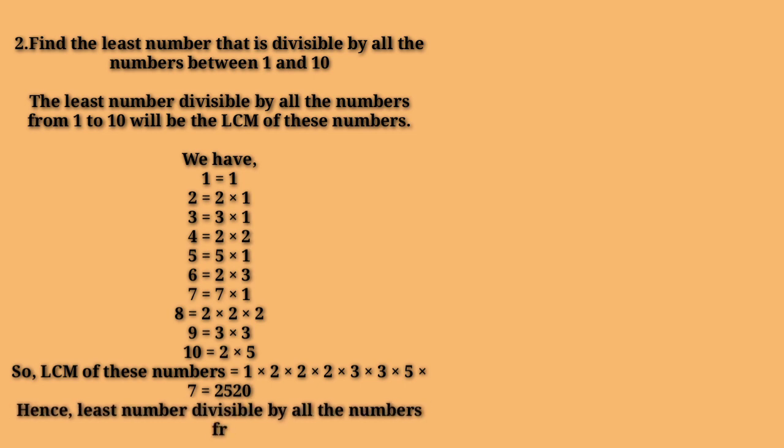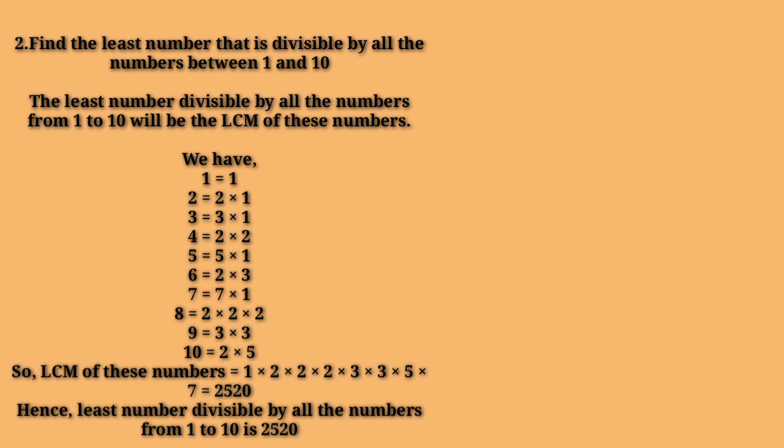2520. Hence the least number divisible by all the numbers from 1 to 10 is 2520. Okay students, let us repeat all these things once again. Here, the numbers are given, 1 to 10. So here you will have to find the least number. Earlier I told you that whenever there is a least number, find the LCM. So we will find the LCM of the numbers from 1 to 10, right?